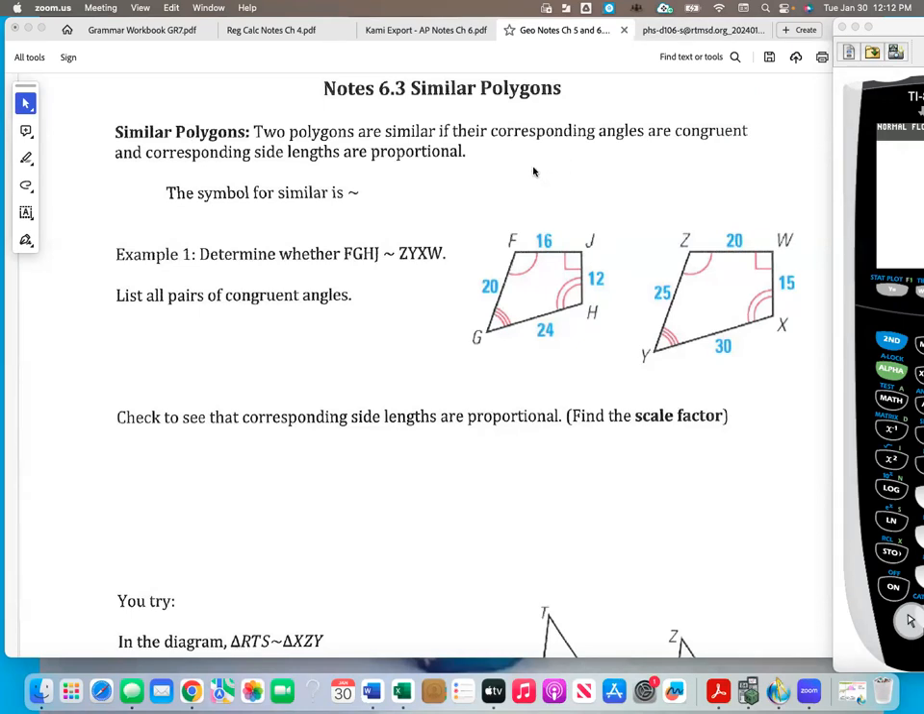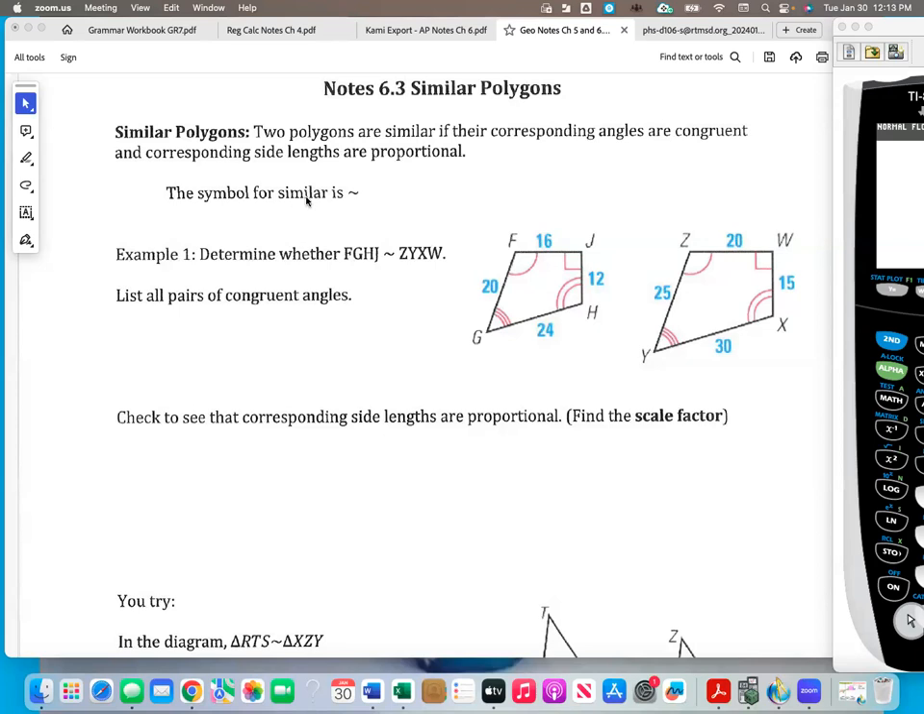It involves the idea of scale factor. Remember, scale factor is just how much bigger one object is than the other object. So similar polygons, any number of sided figure, 3 sides or more. We looked at triangles. Some of these will be triangles that we look at. Some will be other 4-sided, 5-sided, whatever polygons.